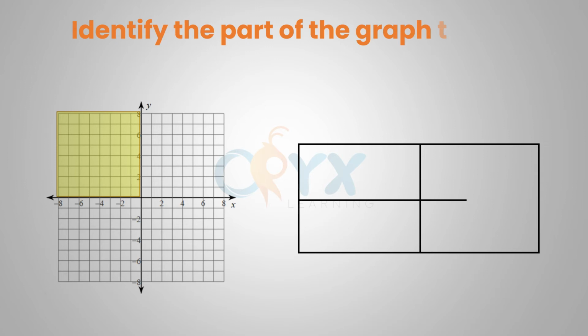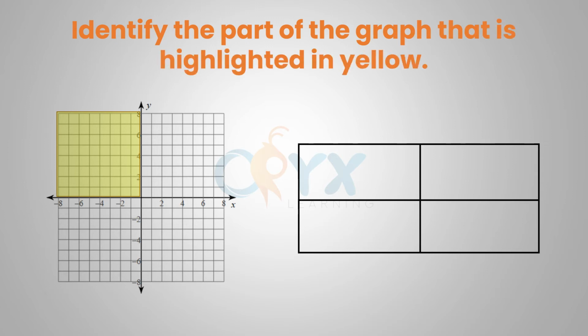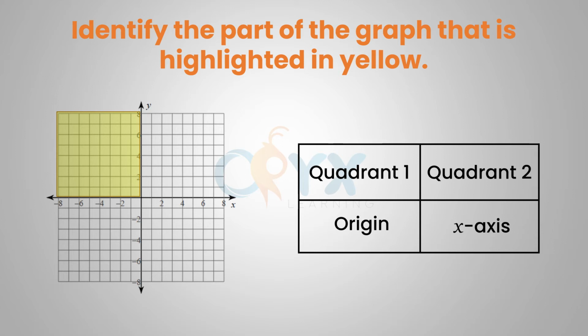Identify the part of the graph that is highlighted in yellow. If we look at the first answer choice, quadrant 1, quadrant 1 is where the x values are positive and the y values are positive, which is where the arrow points. That is not the highlighted section, so it's not quadrant 1. The origin is where the x-axis and the y-axis intersect, or the point (0, 0). As we can see, that is also not the highlighted section of the graph.